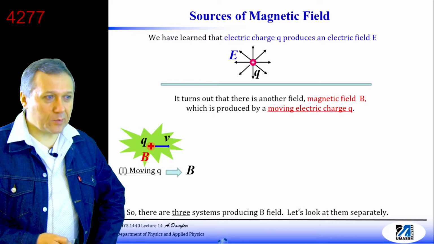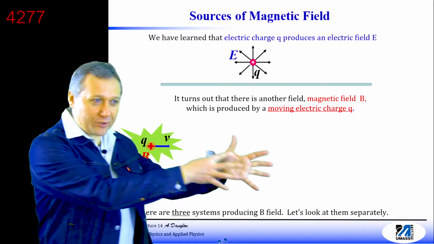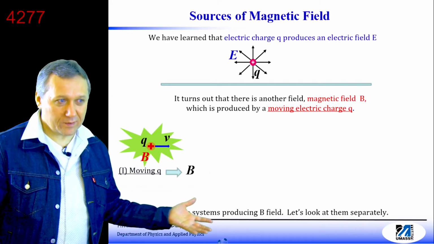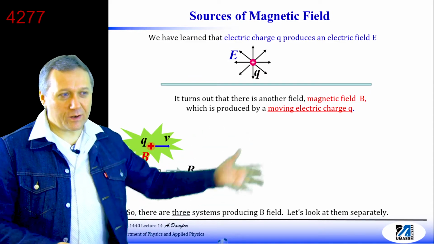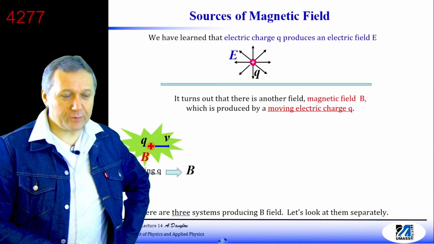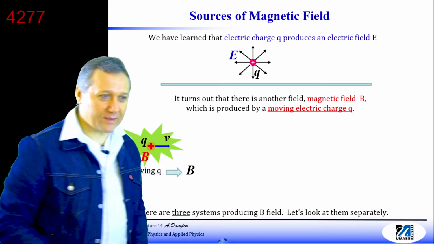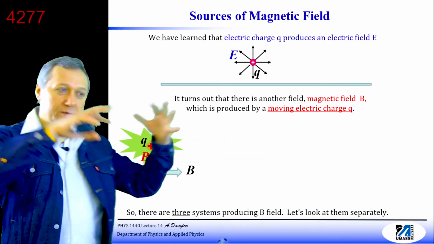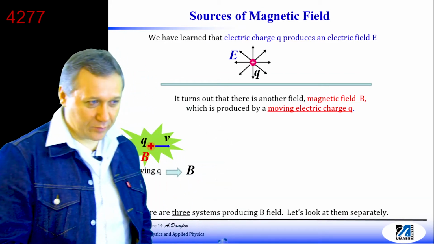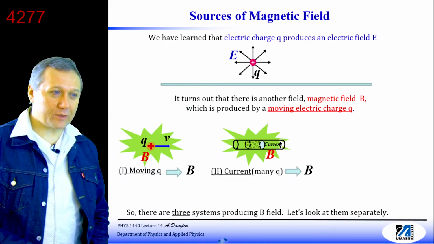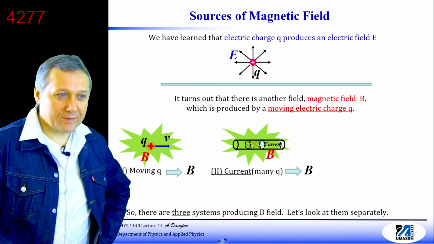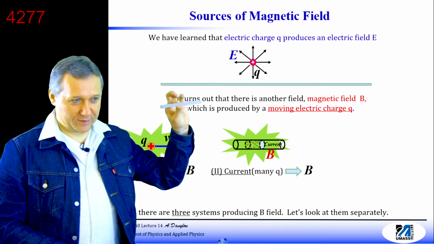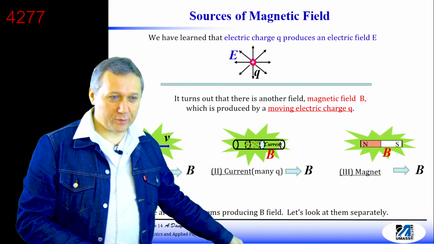Then the next system: what if you have a bunch of identical charges moving in the same direction, or drifting in the same direction? What is that? It's a current. So of course, current must also produce a magnetic field, because it consists of a bunch of identical charges drifting, moving. Each of those charges produces a magnetic field, so overall, current must produce a magnetic field. That's the second system which we're going to discuss. And the last system, a permanent magnet, must also produce a magnetic field.